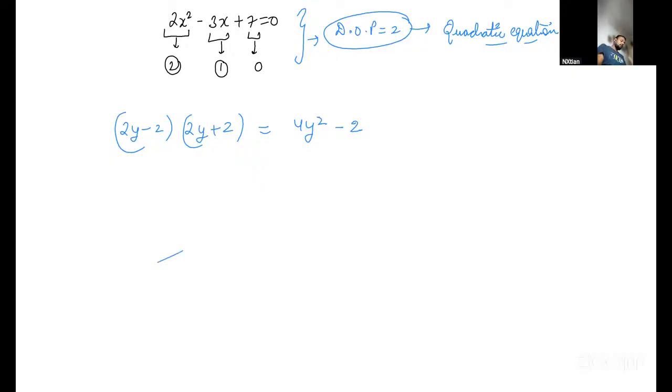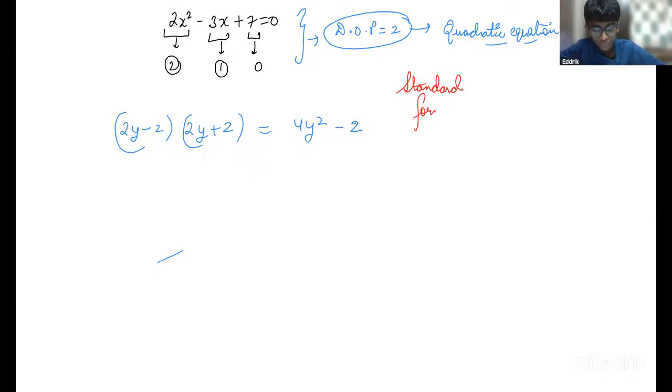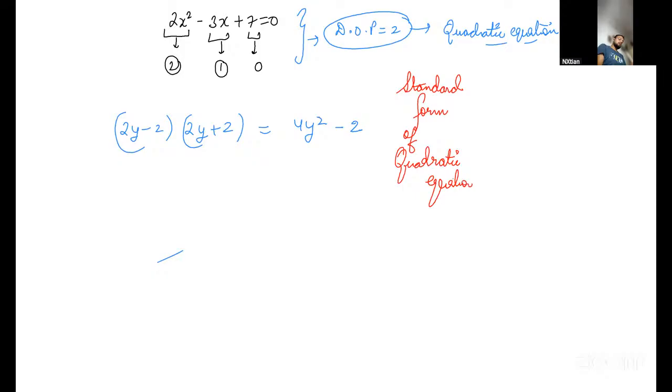First of all, we should know there is a standard form. Guys, you have to remember this. I will ask you this question again and again. What is the standard form of a quadratic equation? ax square plus bx plus c equal to 0. Yes, very good.